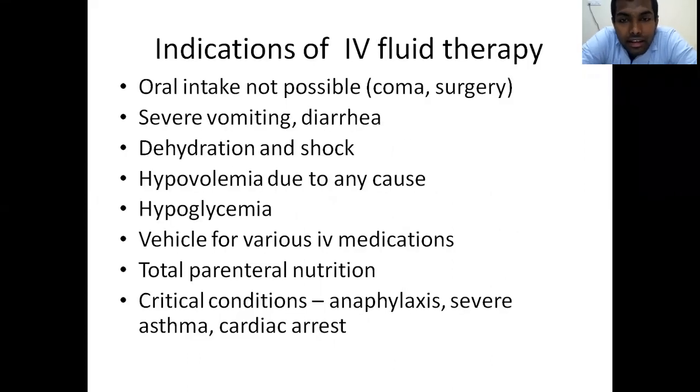Now, what are the indications of IV fluid therapy? When the patient cannot take oral intake, like maybe the patient is in comatose state or patient is in surgery, or if the patient has severe vomiting or diarrhea, because in that case we need to give a bowel rest, or if the patient has dehydration and shock, if the patient has hypovolemia due to any cause, we need to rapidly correct the volume loss, or if the patient is hypoglycemic, which can lead to a comatose state, we need to rapidly correct the fluid as well as the glucose levels.